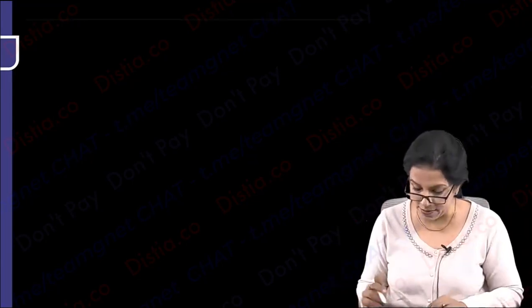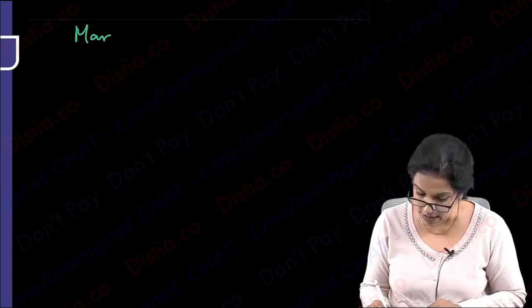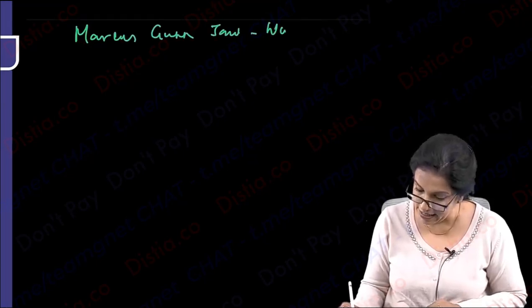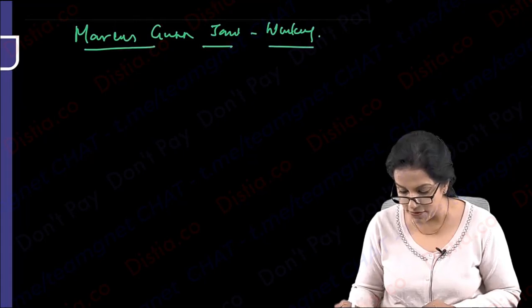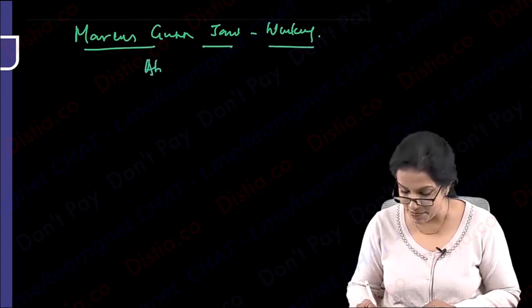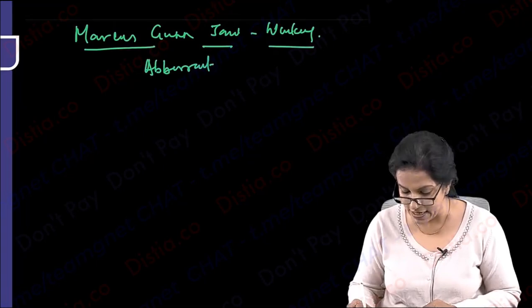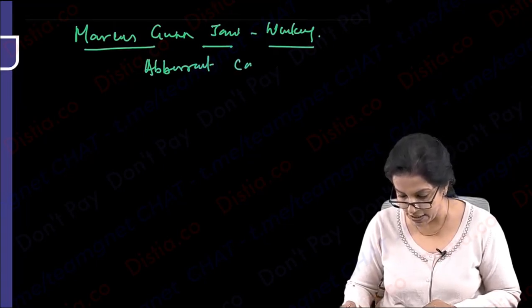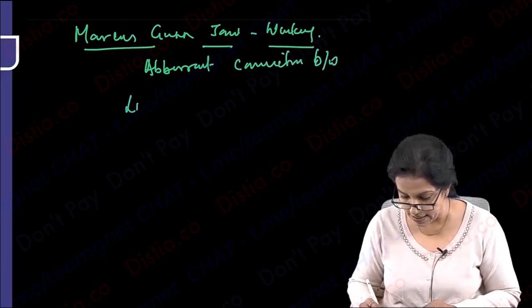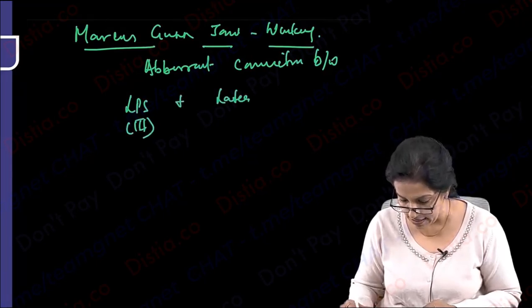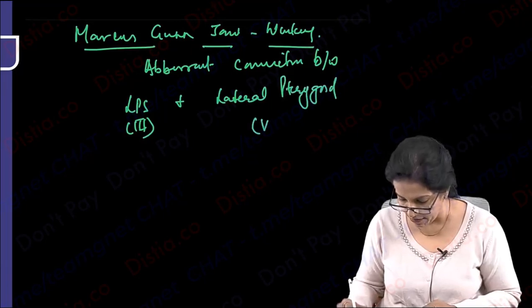You can write it there in the types of ptosis. I am writing here: Marcus Gunn jaw winking phenomenon. It is a type of congenital ptosis where there is an aberrant connection between the LPS, which is the third nerve, and the lateral pterygoid muscle. This is your fifth nerve.